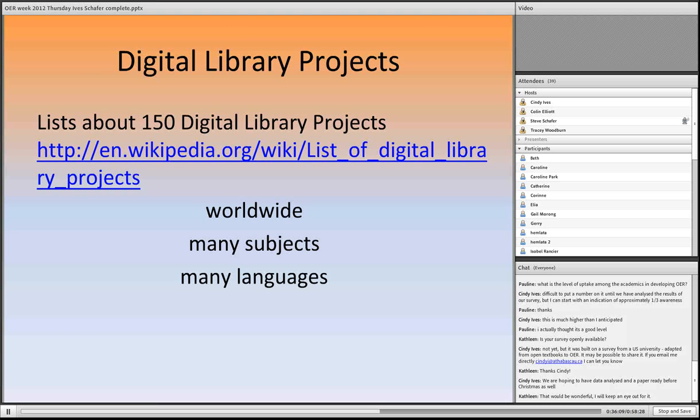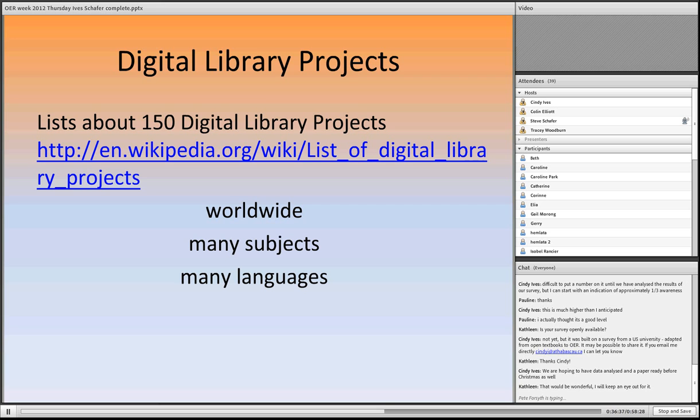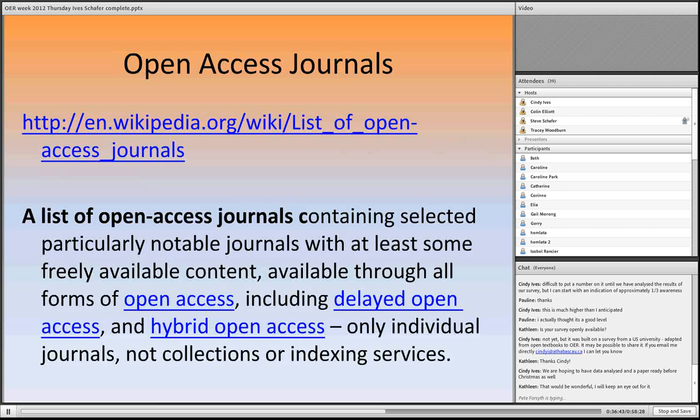In the quest for open materials, I came across some wiki entries, and this is not so much to push Wikipedia or any of the wiki technology. However, they have a wonderful compilation here of digital library projects, more than 150, worldwide, many subjects, many different languages. We know there are collections and lists of open access journals. Wiki also has a tremendous listing of open access journals.